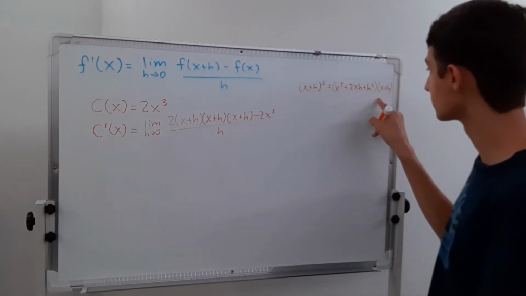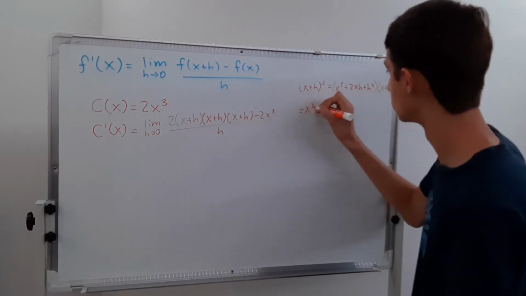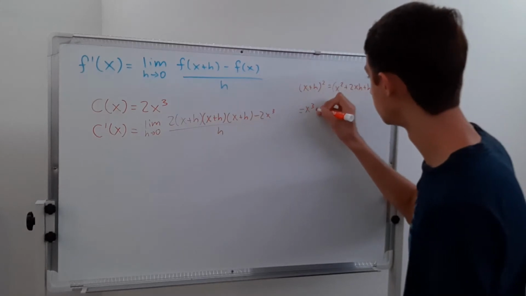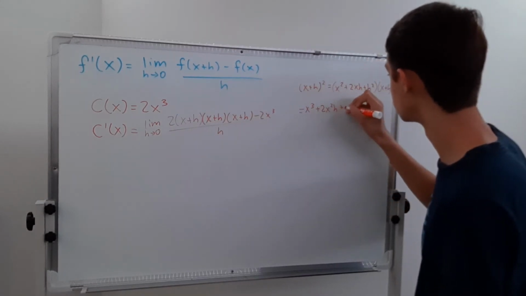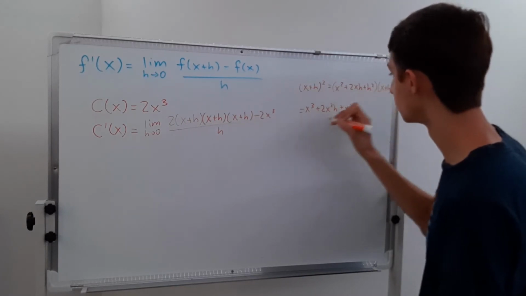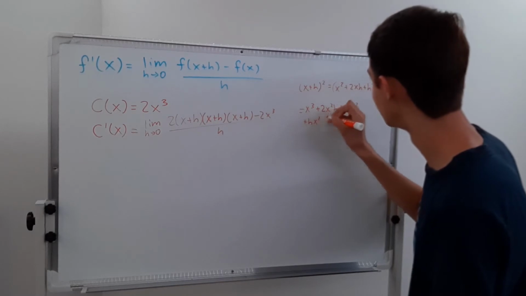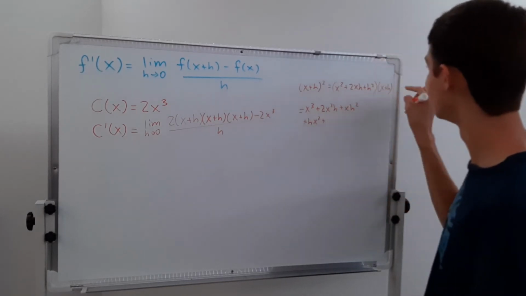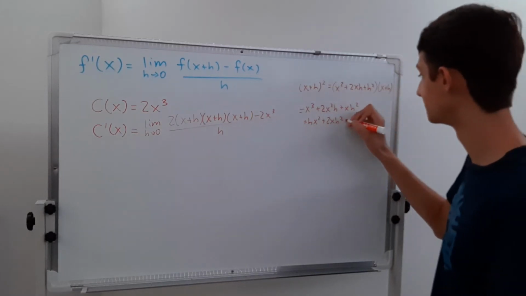So let's just do all of this. This is x cubed plus 2x squared h plus xh squared plus hx squared plus 2xh squared plus h cubed.